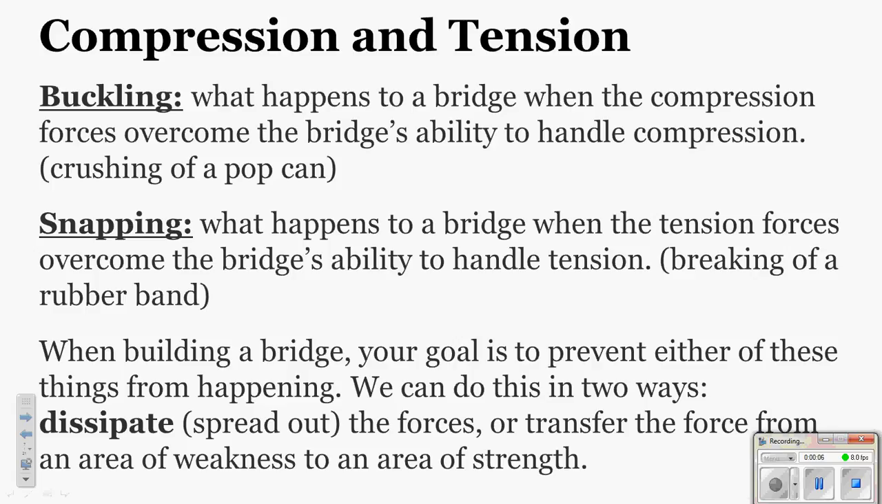Okay, so now we're on compression and tension continuing, and we're going to talk about these two terms. Buckling is what happens to a bridge when the compression forces overcome the bridge's ability to handle compression. For example, the crushing of a soda can or a pop can, depending on what part of the country you're from, or the United States, whether you say pop or not. Snapping is what happens to a bridge when the tension forces overcome the bridge's ability to handle tension, like the breaking of a rubber band.